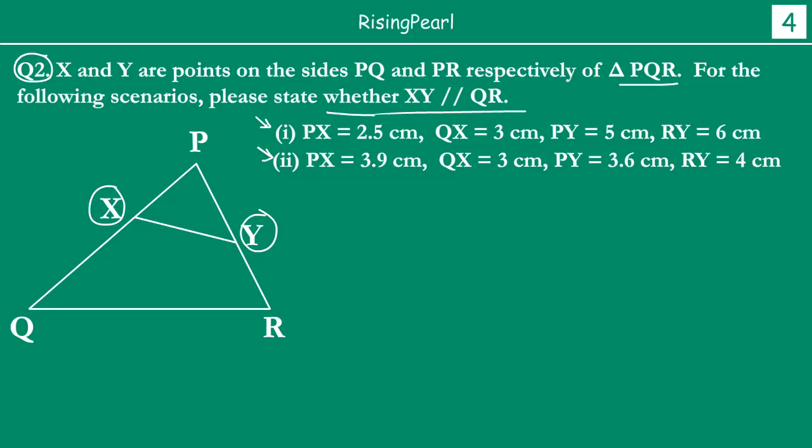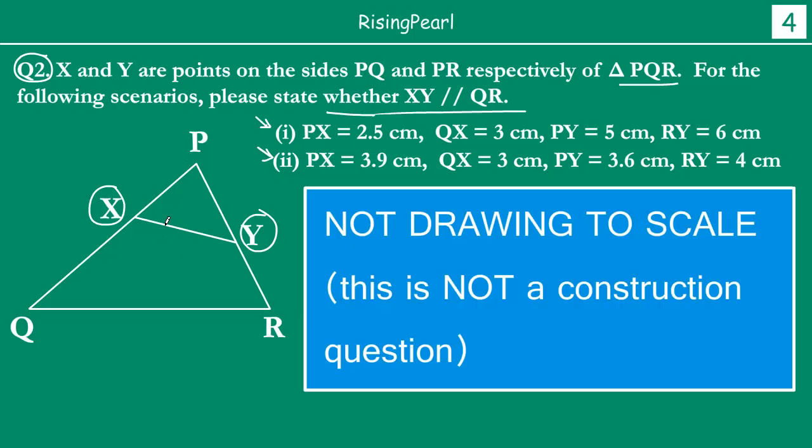So the point that I want to highlight is that this shape PQR, this triangle, and the PX and PY, these dimensions are absolutely not drawn to scale. Remember that this is not a geometry construction question. So we don't want to waste any time actually trying to take a ruler and measure every single length and then figure out how to exactly draw the triangle.